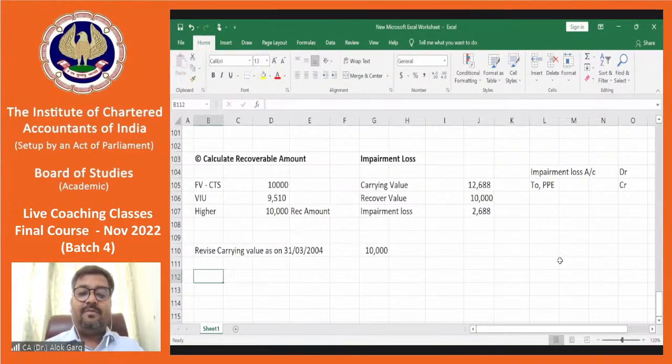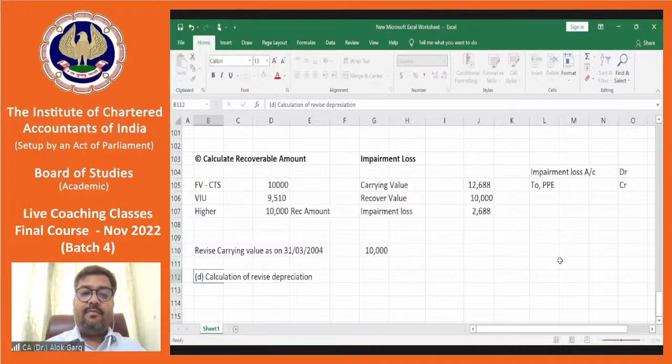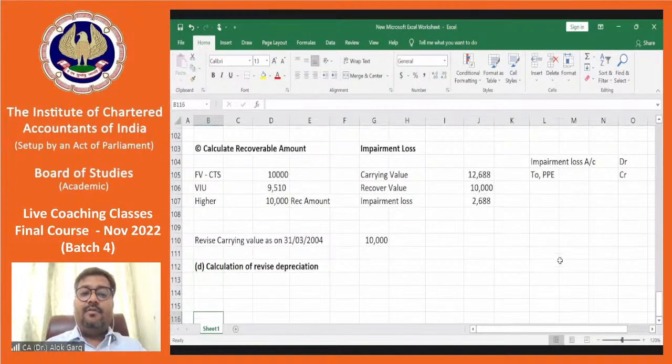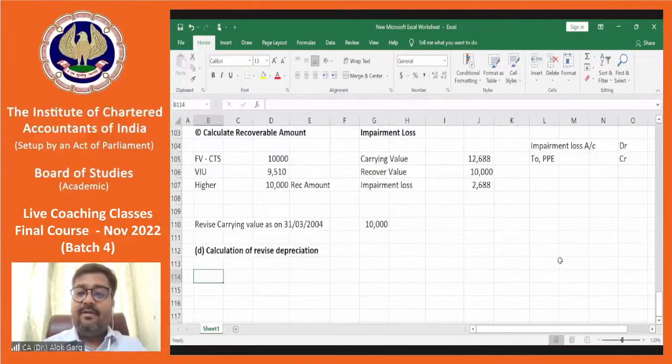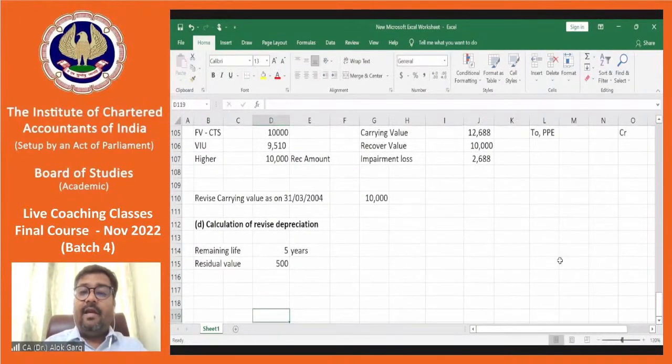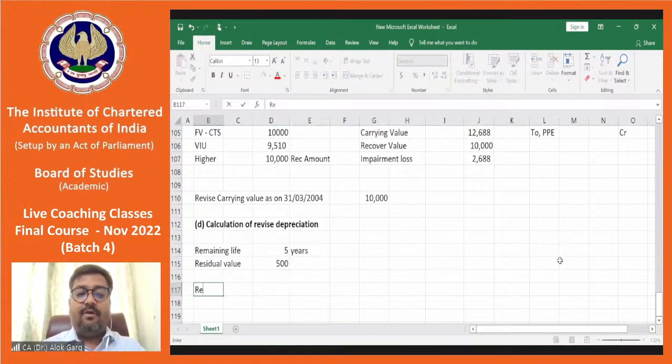And what will be the revised depreciation? Now, next, last part, D part: calculation of revised depreciation. How much life is left? Remaining life is 5 years. What is your residual value? Residual value is 500, which you will receive after 5 years. And what is the carrying value today? The revised carrying value is 10,000. So revised depreciation is equal to revised depreciation.